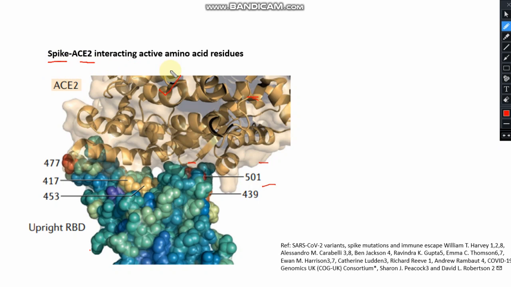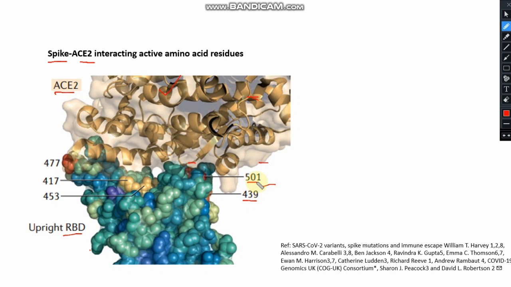There are some amino acid residues represented here. This golden color represents the S2 protein. Some active amino acid sites are marked here, and the blue color shows mainly the spike protein RBD, because here it is showing the RBD only, because the RBD is the only part that interacts with the S2.